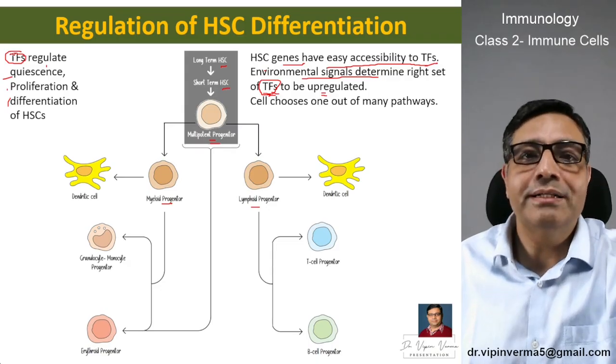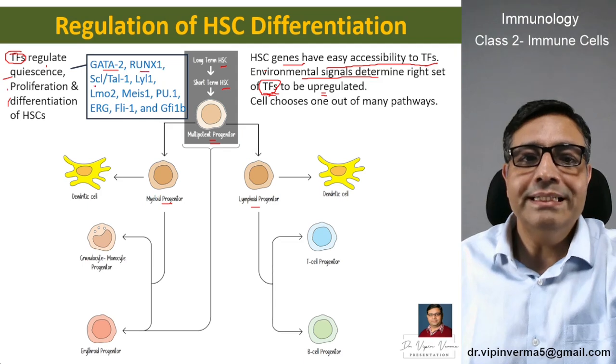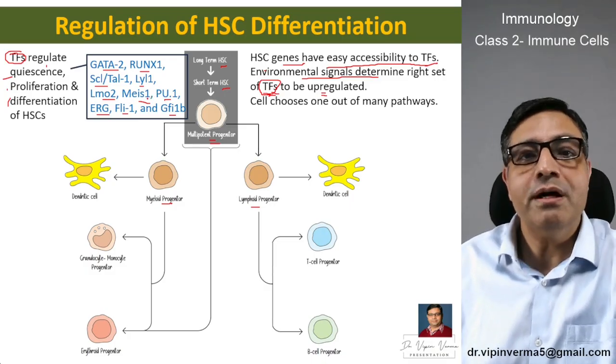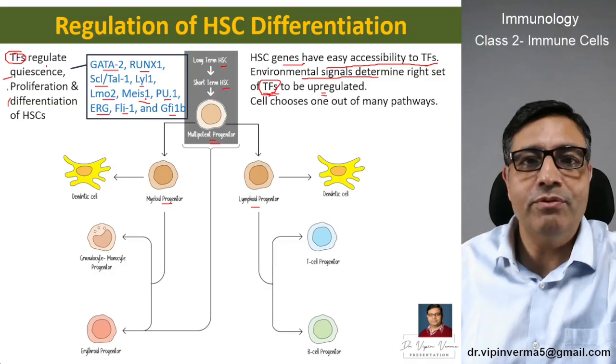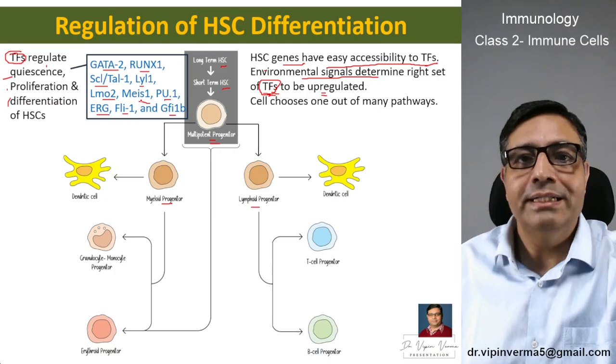Now, in order to know what the transcription factors are, scientists tried to purify these transcription factors, and they found that the top 10 transcription factors are GATA2, RUNX1, SCL/TAL1, LYL1, LMO2, MEIS1, PU.1, ERG, FLI1, and GFI1B. Okay, so these are the transcription factors which are responsible for the major regulatory pathways, and which regulate the quiescence, the proliferation, and the differentiation of the hematopoietic stem cells.